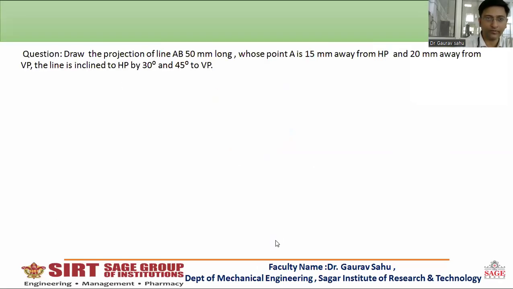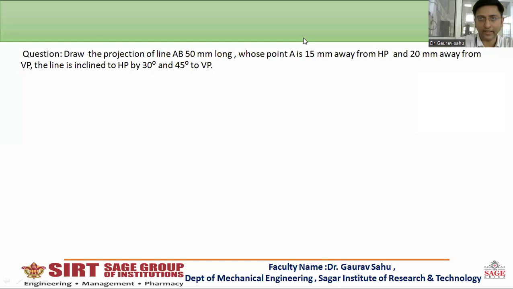The question is: draw the projection of line AB, 50 mm long, whose point A is 15 mm away from HP and 20 mm away from VP. The line is inclined to HP by 30 degrees and 45 degrees to VP.